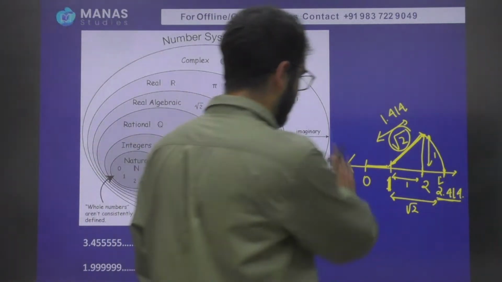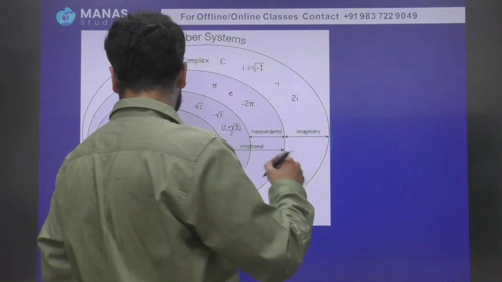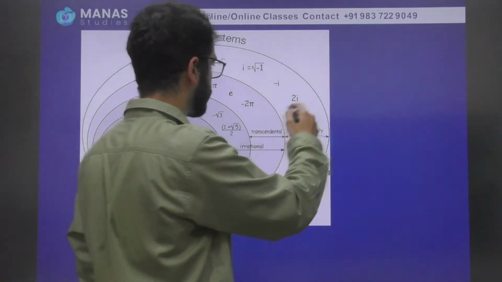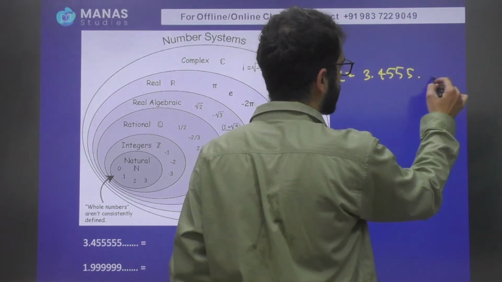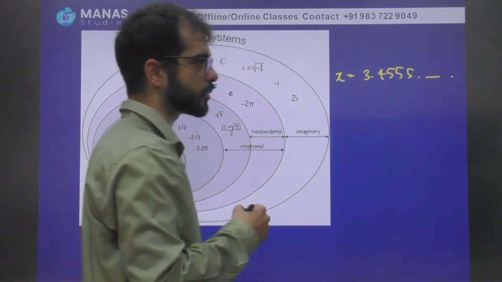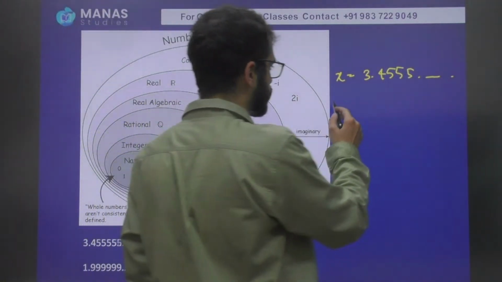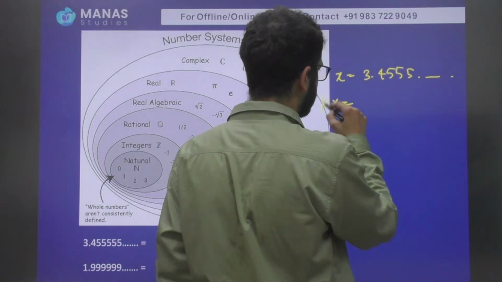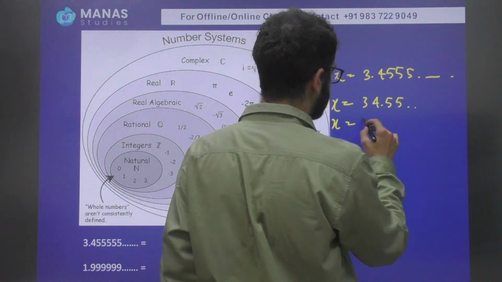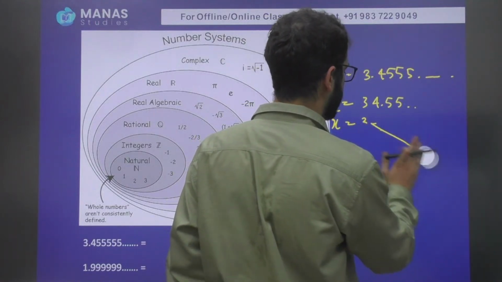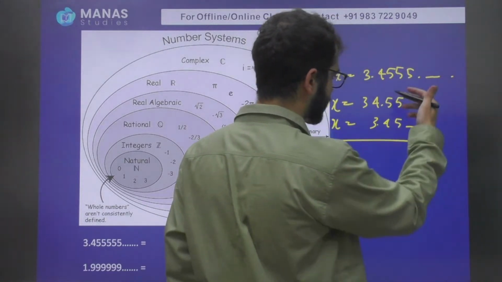Now, let's try to calculate some other values. Let's say there is a rational number x equal to 3.4555, and it goes on forever. It is non-terminating, but it is recurring because the last digit 5 is continuously repeating. If it is continuously repeating, I'll say 10x can be written as 34.555. As we can see, the variable x means 3.4555. Let's say I'm subtracting these two numbers.